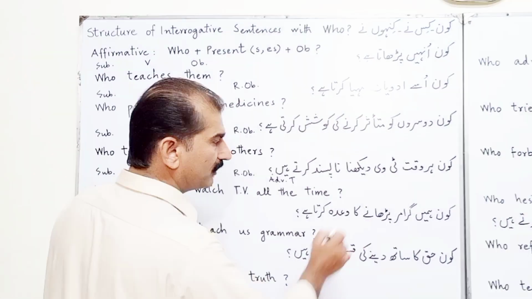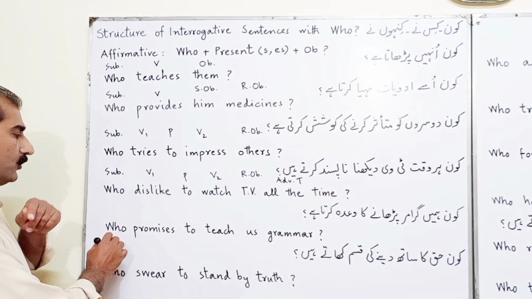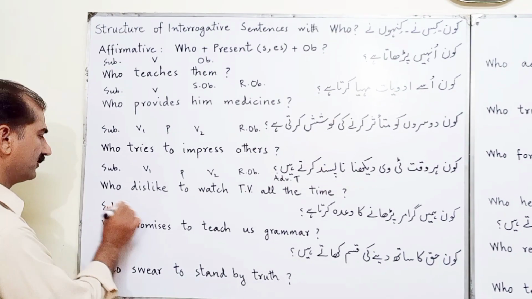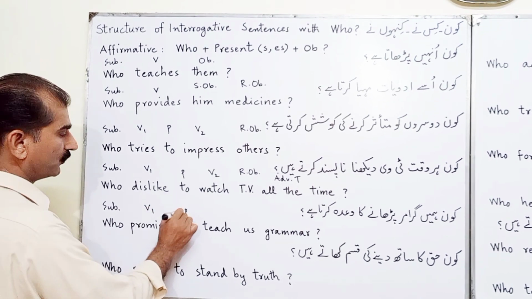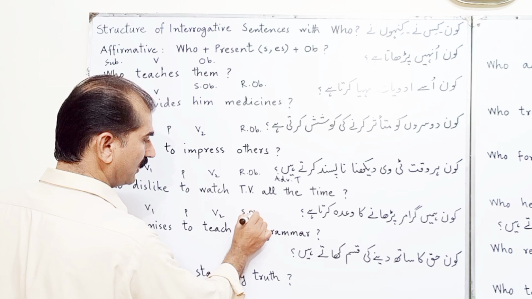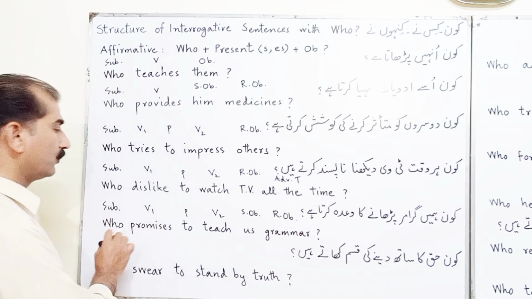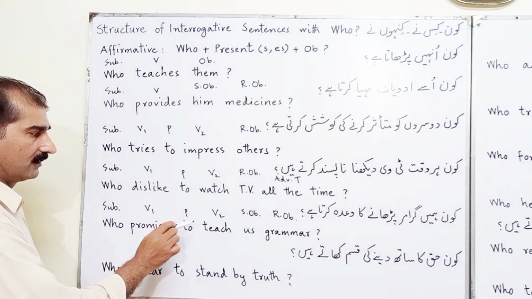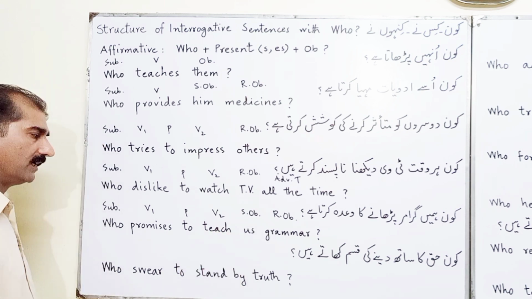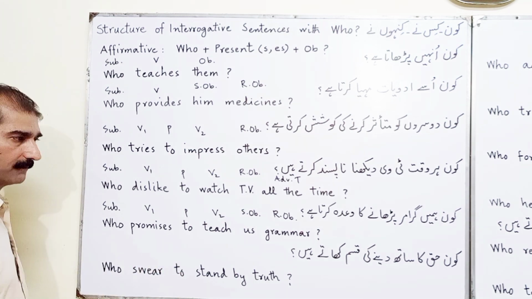Who promises to teach us grammar? Who will serve here as a subject. Promises is verb one, to is a preposition, teach is verb second, us is the second object over here, our casual object, and grammar is the real object in this sentence. Who promises to teach us grammar?